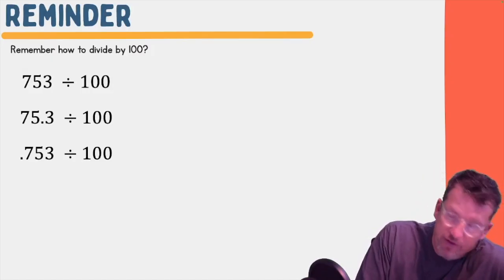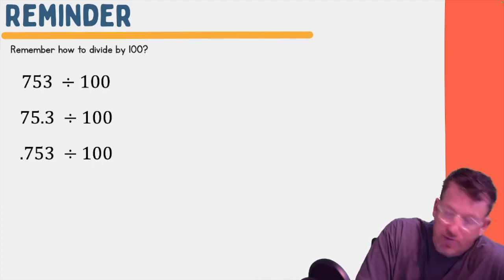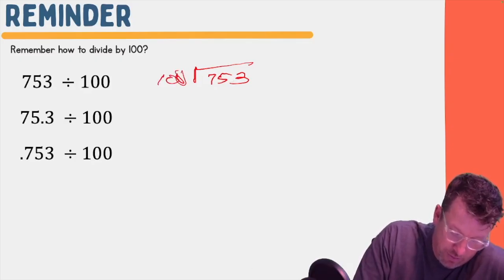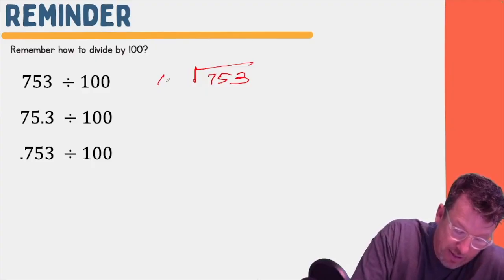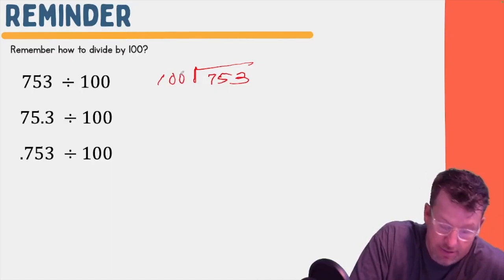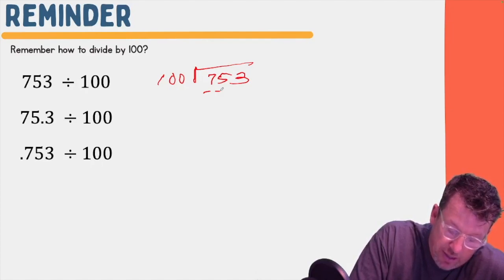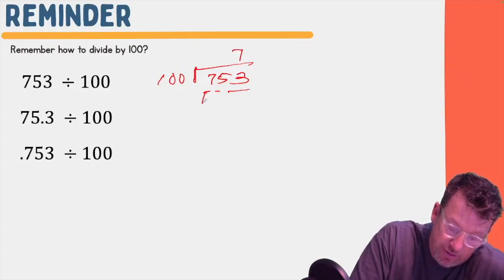Okay, so if I have 753, because this is going to help us in a second. If I have 753 and I divide it by 100, okay? How many times will 100 go into 7? It won't. How many times will 100 go into 75? It won't. How many times will 100 go into 753? It goes into it 7 times. So 7 times 100 is 700. And we subtract and we get 53.